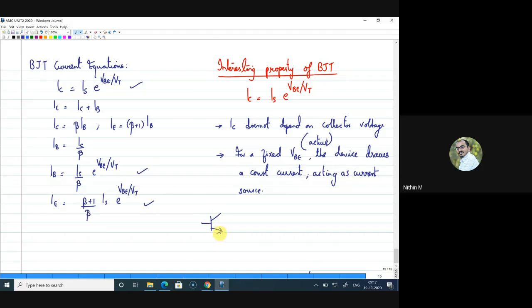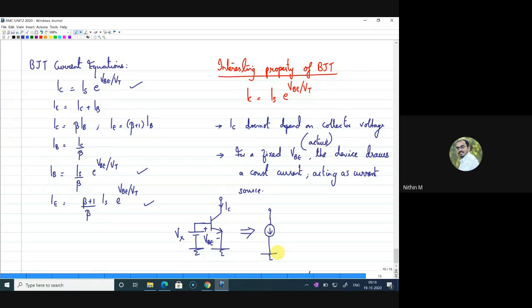Say you have a BJT. This is connected to some voltage. Now, if you are providing an appropriate VBE, say I am providing a voltage Vx, which is equal to VBE, I can write the collector current as a function of only Vx. So now, if your Vx is constant, your current will be constant. So this is equivalent to a constant current source, right?